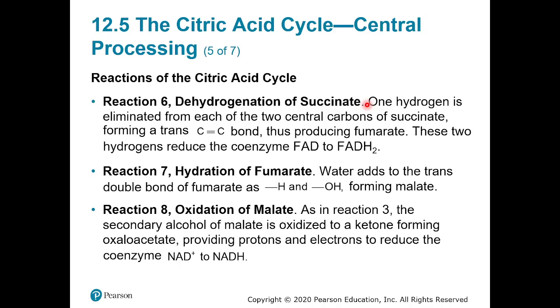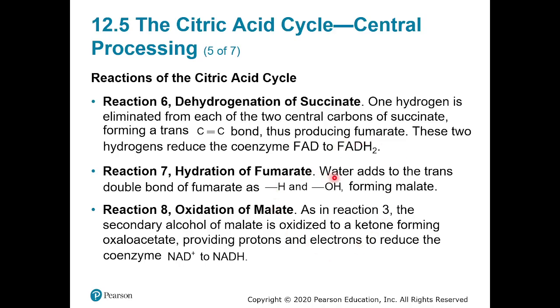So this is going to be taking hydrogens off and giving you a double bond. One hydrogen is eliminated from each of the 2 central carbons of succinate. This gives you a trans double bond here, and so this is going to produce fumarate. The 2 hydrogens are going to give us the coenzyme FAD going to FADH2. Notice you've again done another reduction. This is the oxidation portion right here, with the fumarate giving us the oxidized species. Less hydrogen bonds, right? And then the FADH2, more hydrogen bonds, so it's the reduced form.